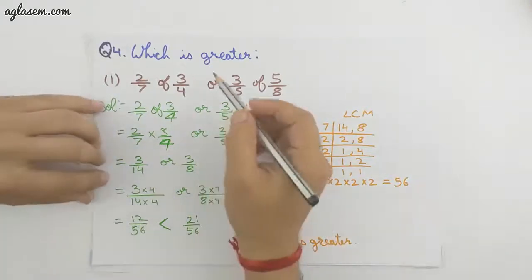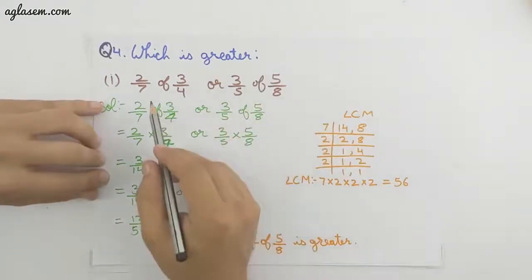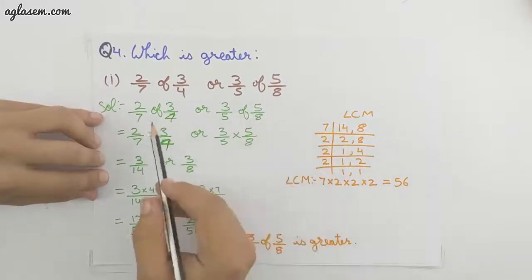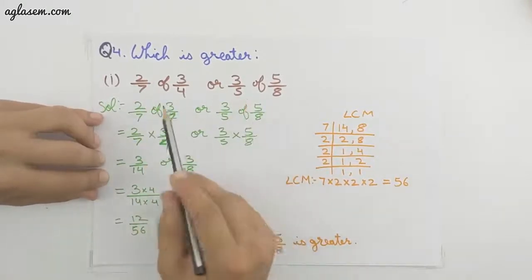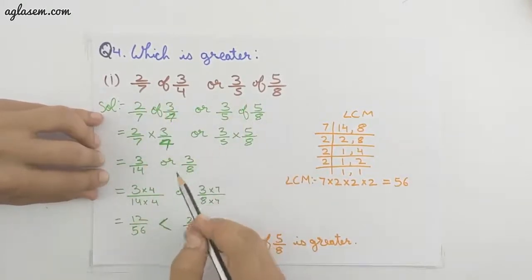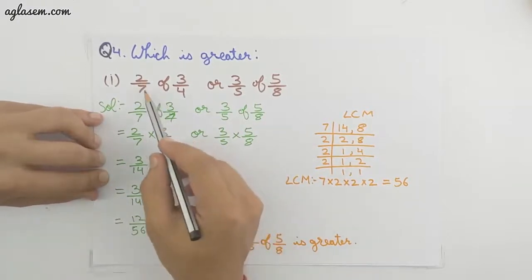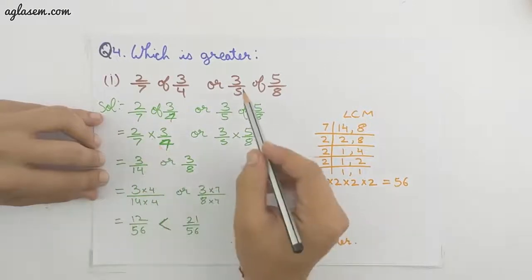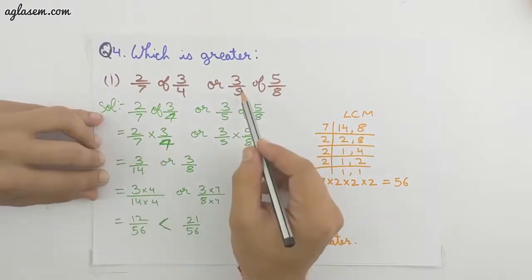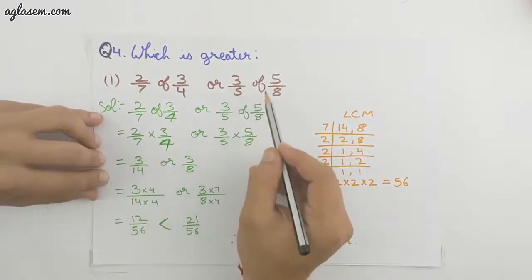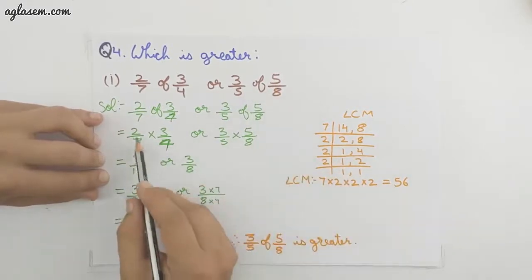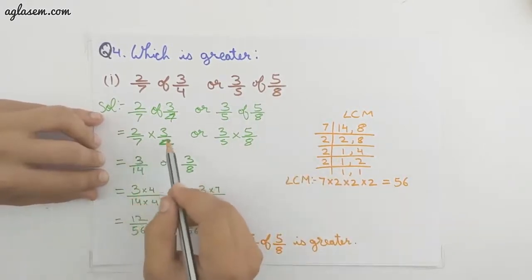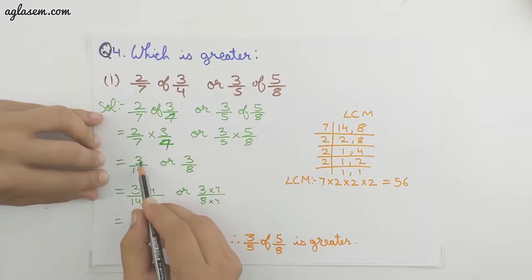In this, which is the greater? We have to find which side is greater. So first we will solve each side, then we will see which side is greater. So in this, 2 by 7 of 3 by 4, we have to multiply this side, and in the right side we have to multiply 3 by 5 with 5 by 8. So 2 by 7 multiplied by 3 by 4 will give us 3 by 14.